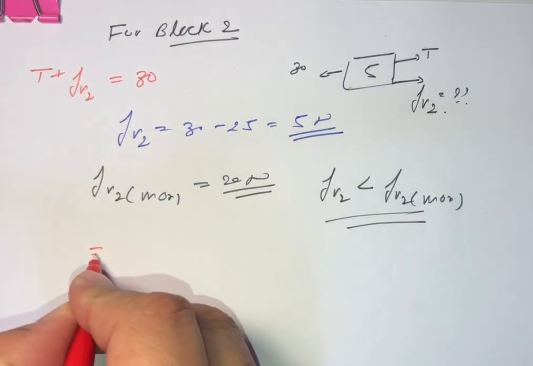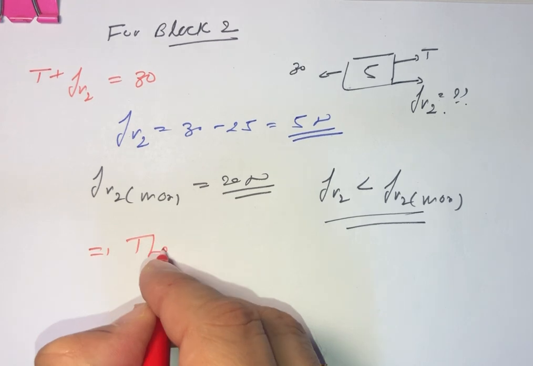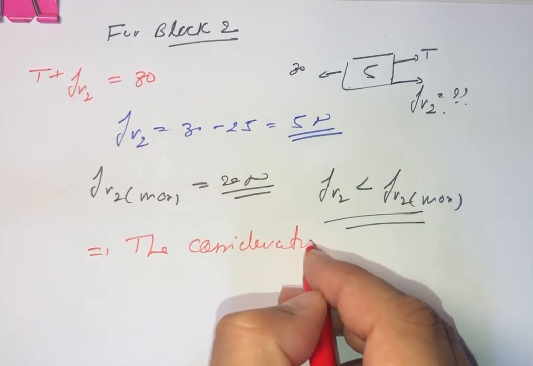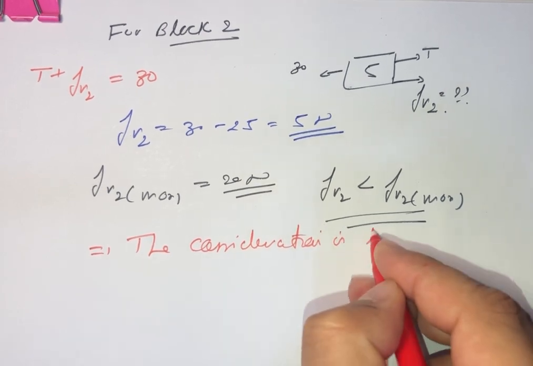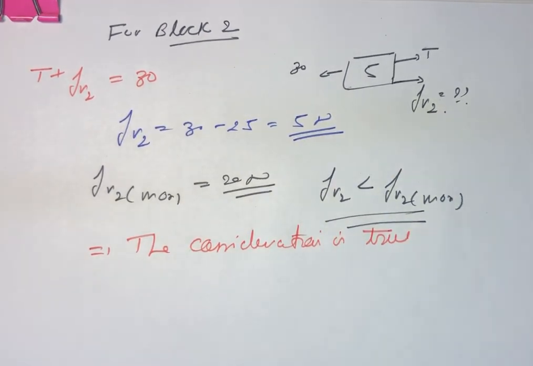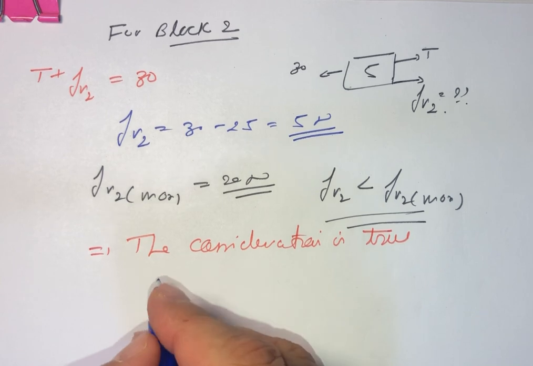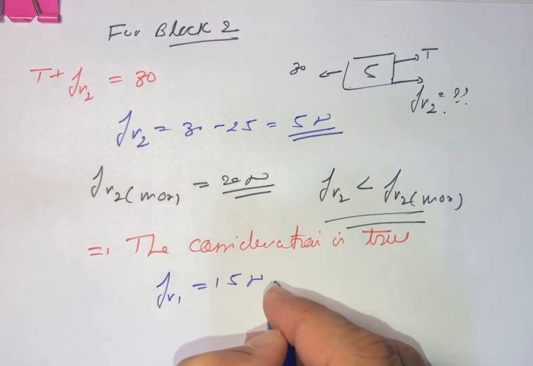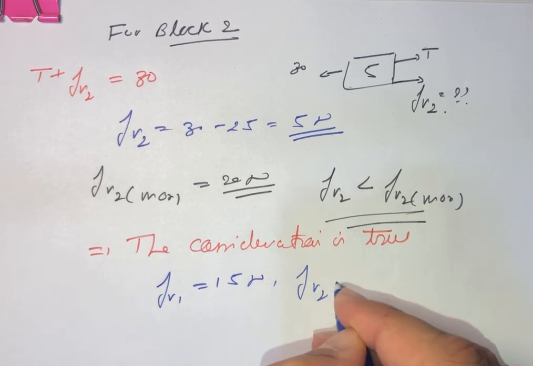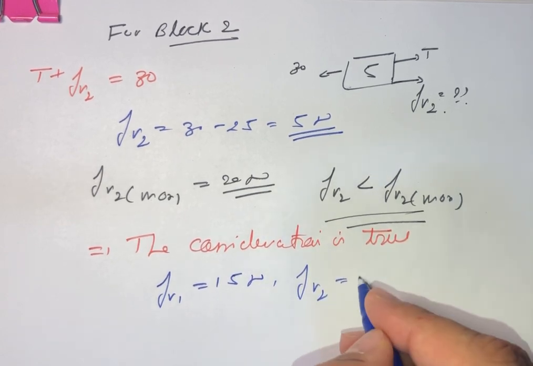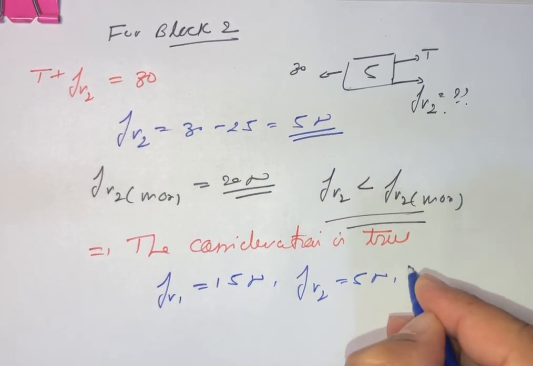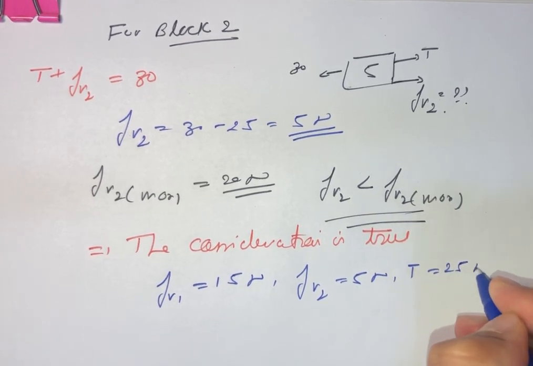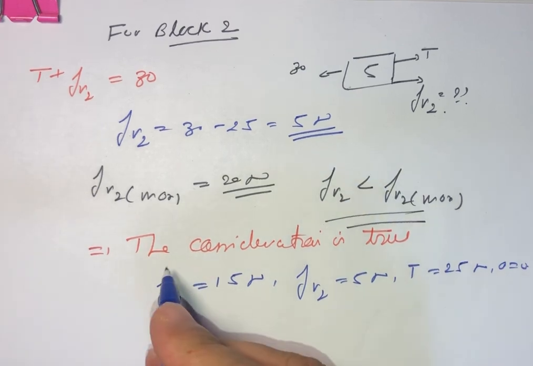You can see that the consideration is true, which basically means we can find out that our FR1 will be equal to 15 Newton, FR2 will be coming as 5 Newton, tension T is 25, and acceleration equal to 0.